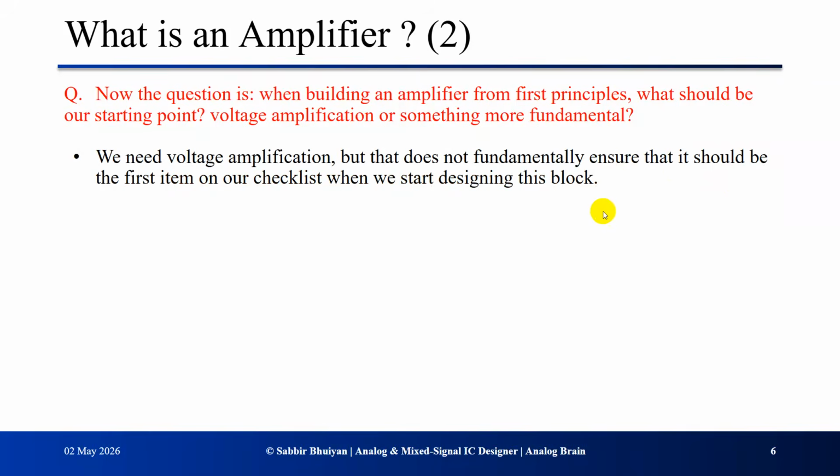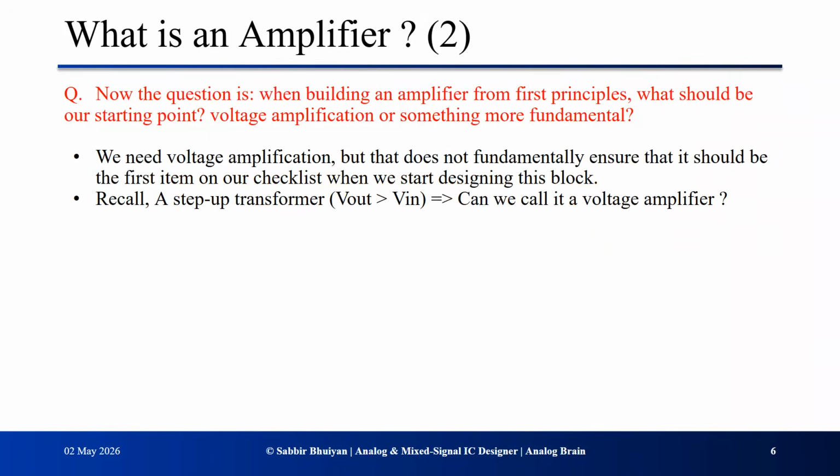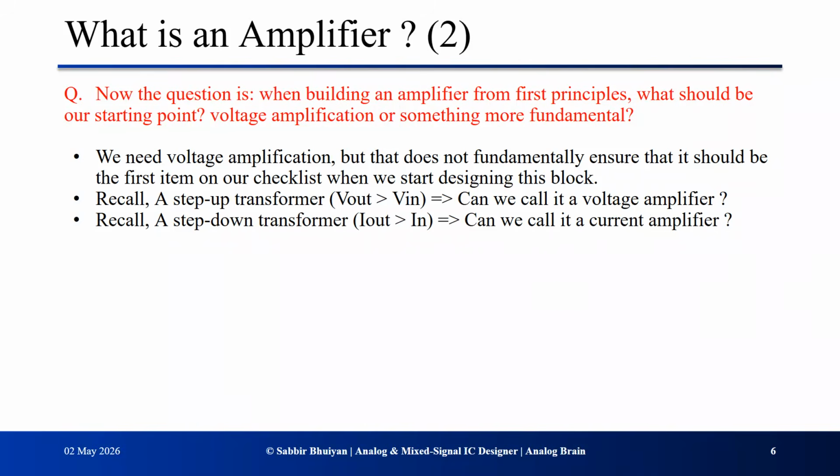Think about a step up transformer. V out is greater than V in. Can we call it a voltage amplifier? Most people would say yes, but can it deliver more power to the load than the source provides? No, it's just a passive device. The power is just redistributed. P out and P in are almost equal, or P out is less than P in. So what about a step down transformer, where I out is greater than I in, a current amplifier? The same argument applies.